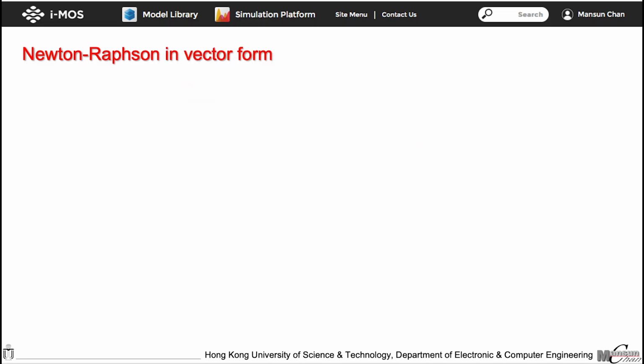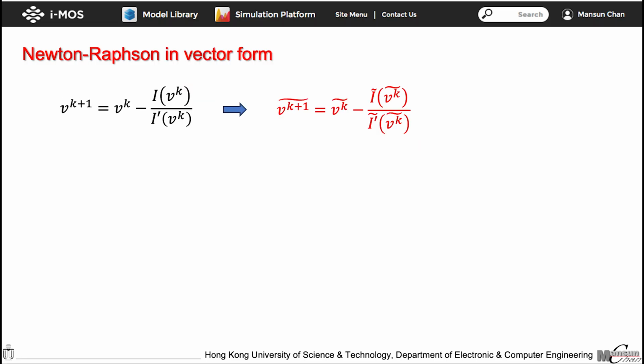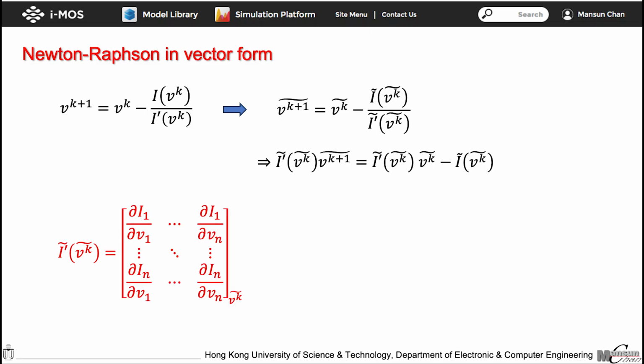In vector form, the iterative equation looks similar, but we replace scalar variables with vectors. The same concepts still apply, and the multidimensional derivative helps us figure out which direction to look for the next solution. By rearranging the equation to eliminate the fraction, we can write it in a simpler form. When we take the derivative of a vector function with respect to a vector variable, we end up with a matrix. If we break down the equation into its individual components, it looks like this.